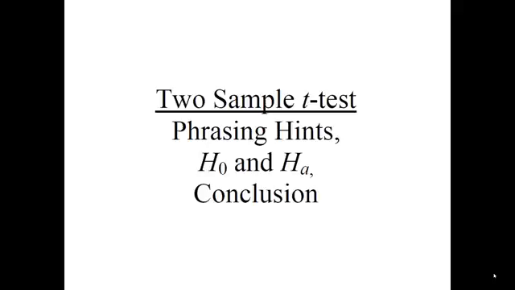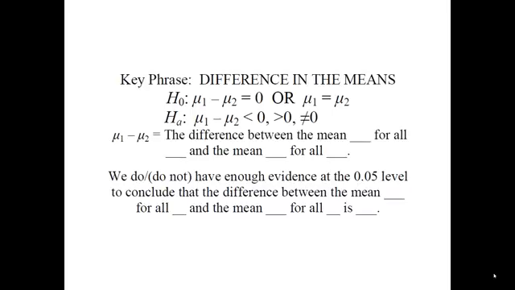2-sample t-test, phrasing hints, H sub 0 and H sub a, and conclusion. Key phrase: difference in the means. H sub 0: mu1 minus mu2 equals 0, or mu sub 1 equals mu sub 2. H sub a: mu1 minus mu2 is less than 0, or greater than 0, or not equal to 0.